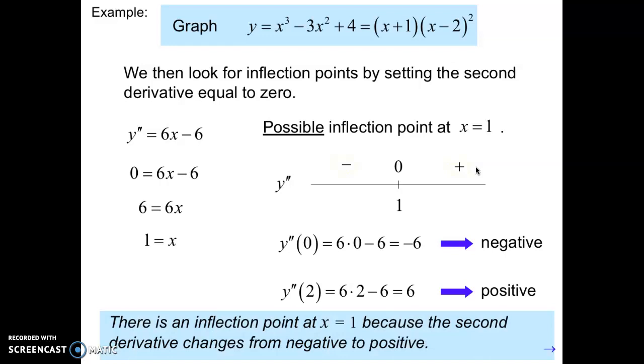If there's any change in sign, it doesn't matter which way, negative to positive or positive to negative, then there's a point of inflection at that point. So there is a point of inflection at x equals 1 because the second derivative changes sign. Positive to negative or negative to positive doesn't matter, but simply the second derivative is changing sign.